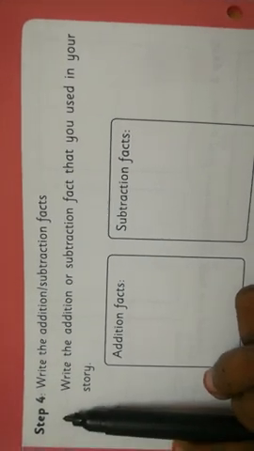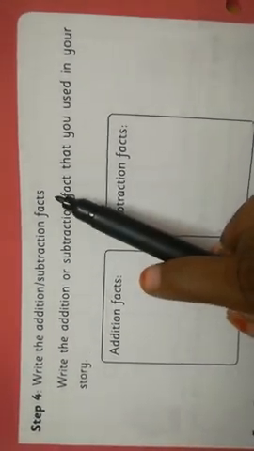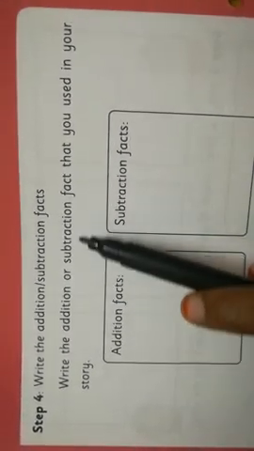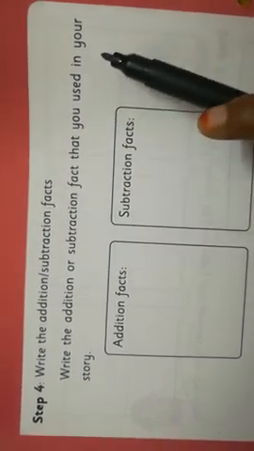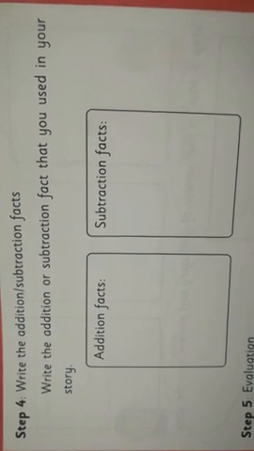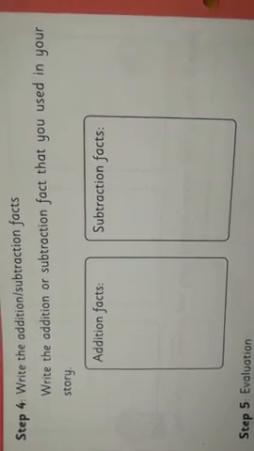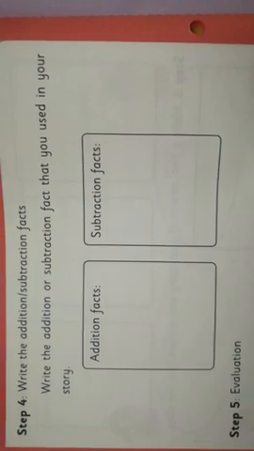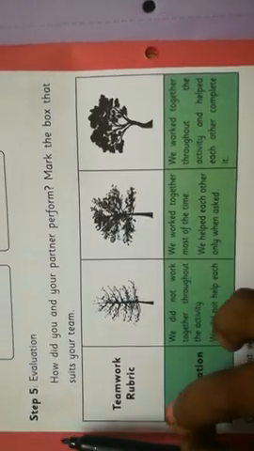Step number 4, write the addition and subtraction facts. Write the addition and subtraction facts that you used in your story. Whatever addition facts and subtraction facts you used in this story, you have to write them over here, children. Step number 5, evaluation.